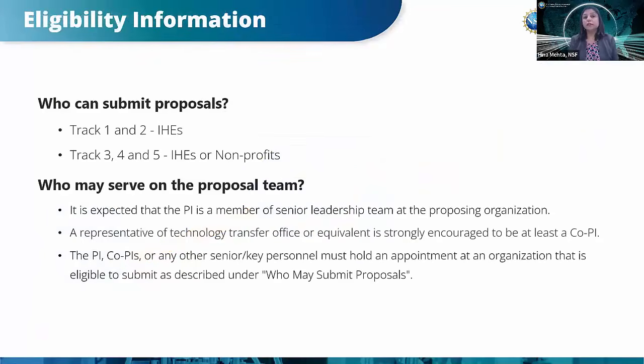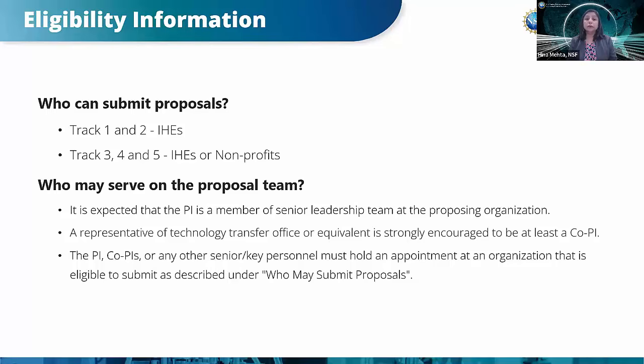Now coming to the eligibility criteria: who can submit a proposal, and who can serve on the team. Here, in a nutshell, is a summary of who can submit the proposal. Keep in mind that track 1 and track 2 are open only to Institutes of Higher Education, whereas for tracks 3, 4, and 5, the applicant can be an IHE or a nonprofit. However, this nonprofit needs to be working in the field of research translation, entrepreneurship, industry partnerships, and things like that.